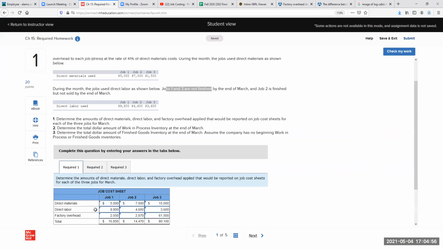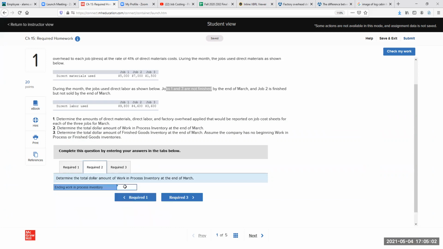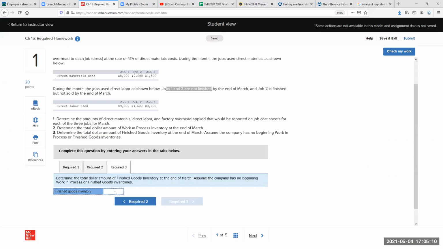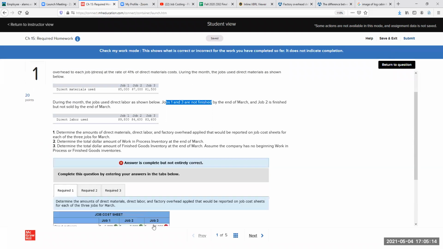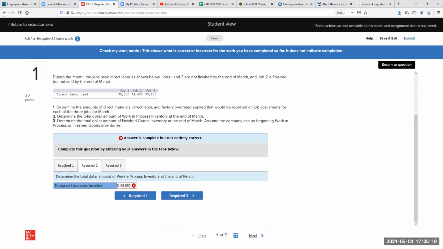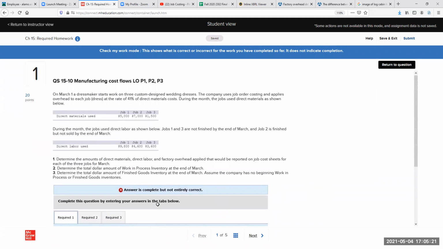So we add up jobs 1 and 3, 80, 96,000. Looks like 896,950. Well, then what's left? What got transferred out to finished goods to sell? 14,470. So hopefully job two, there's that. And direct materials.